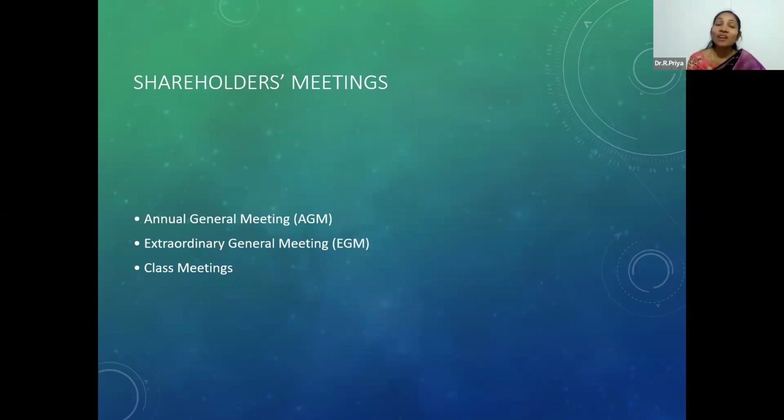Example, an equity shareholders meeting and a debenture holders meeting in a separate form. So what is the key point to explain here? Here, it is convened when their rights are affected. What are their rights?